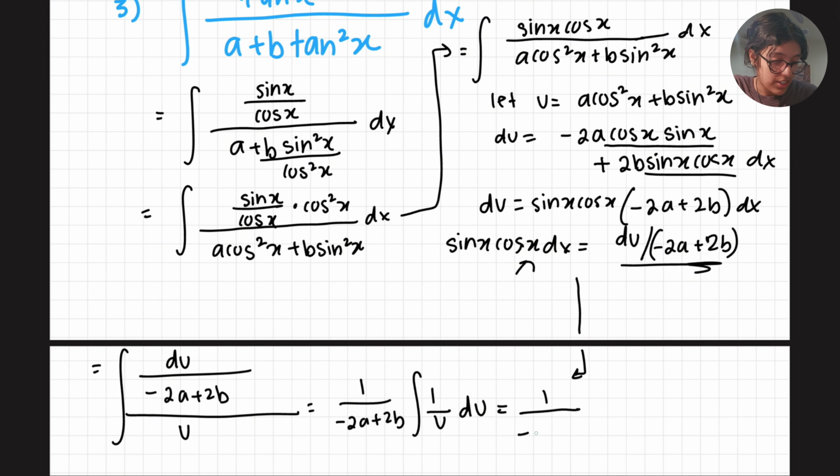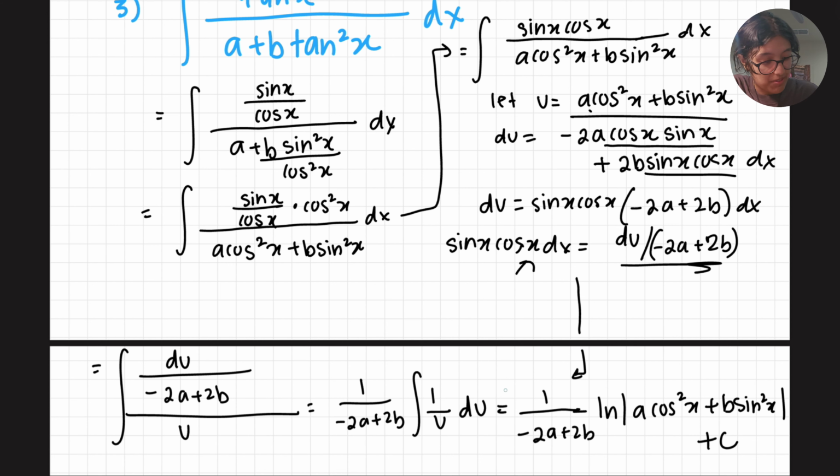This is simple to integrate, so we have 1 over minus 2a plus 2b, natural log of u. I'm going to replace u straight in, so a cos squared x plus b sine squared x plus c, and that is our final answer.